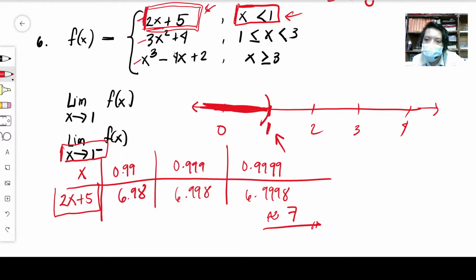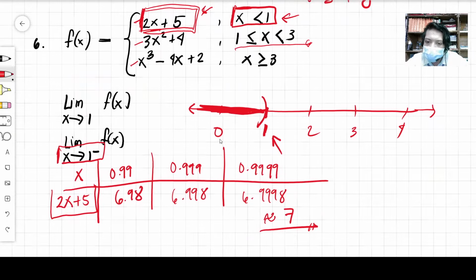We cannot use the 3x squared plus 4 because when x approaches 1 coming from the left of 1, it does not satisfy that boundary condition. Okay? I hope you understand. Please ask questions. You can write your questions in the comment section.